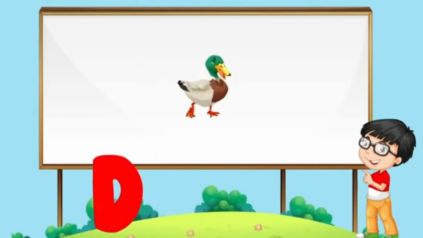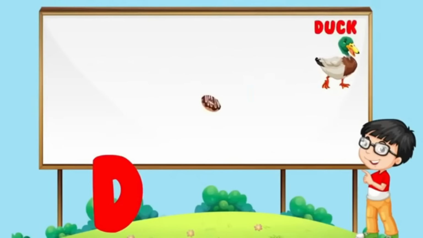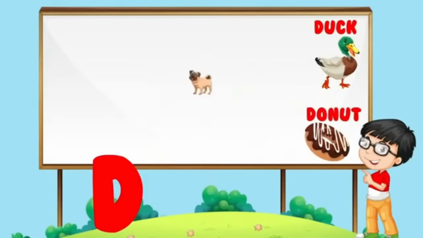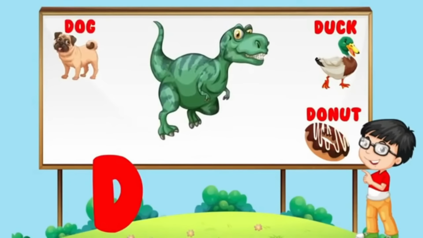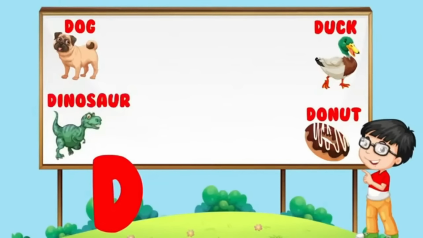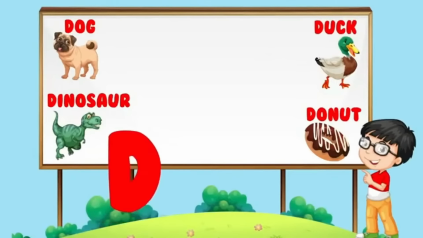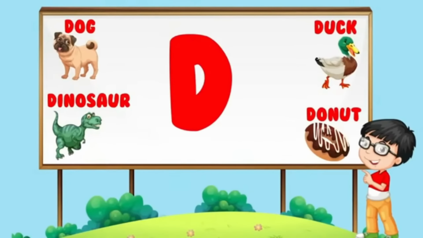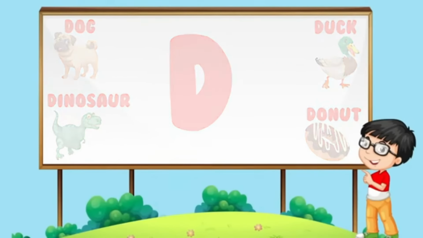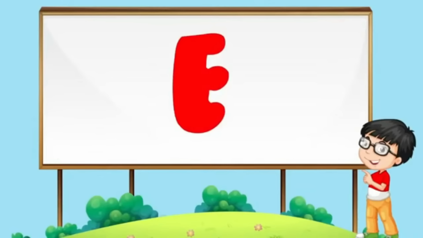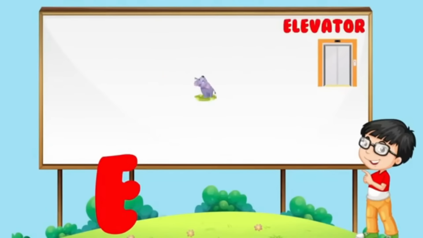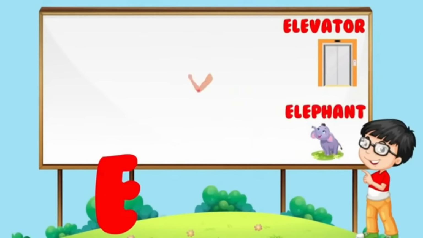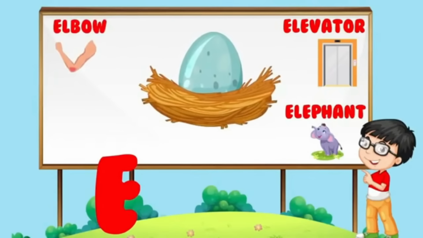D for duck. Donut. D for dog. D for dinosaur. E for elephant. E for elbow. E for egg.